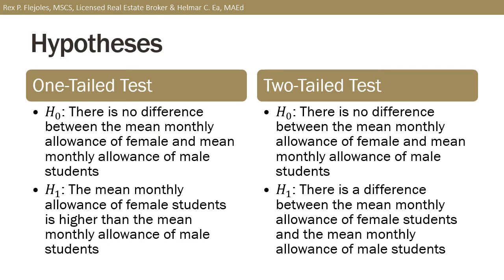By the way, in social research, in which the default selection is the two-tailed test, the usual phrasing of the null hypothesis is this: there is no significant difference in the monthly allowance of students when classified according to gender.